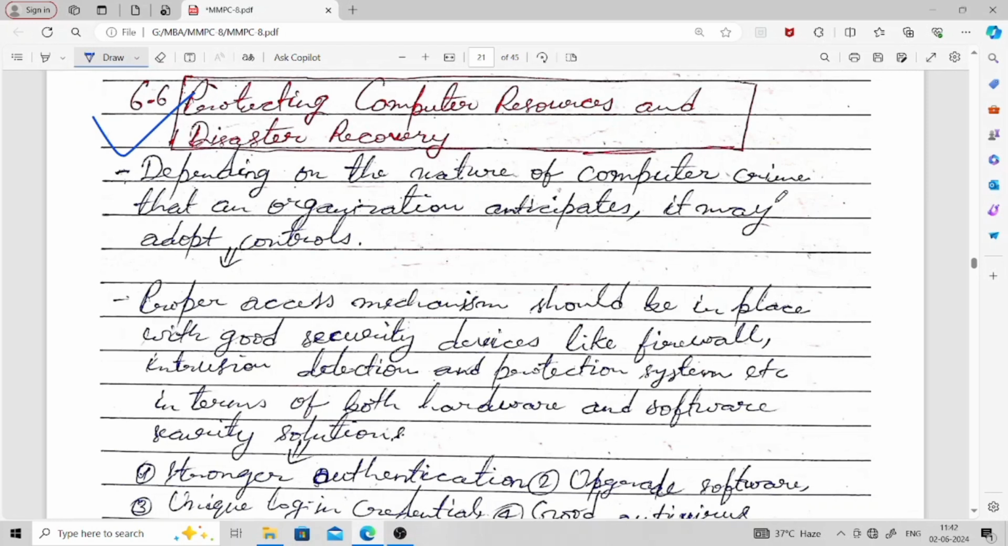Given, the proper access mechanism should be in place with good security devices like a firewall, intrusion detection and protection system, etc., in terms of both hardware and software security solutions. So it means we have to secure both the hardware and the software according to the expected computer crimes which may happen in the organization. So that's given here. Proper access mechanism should be in place with good security devices.